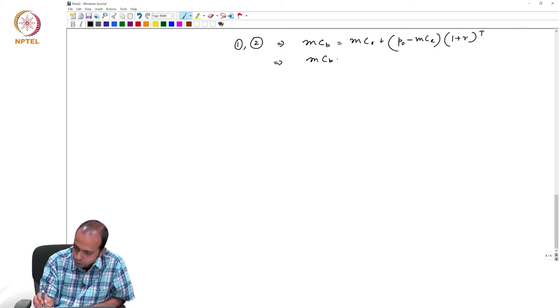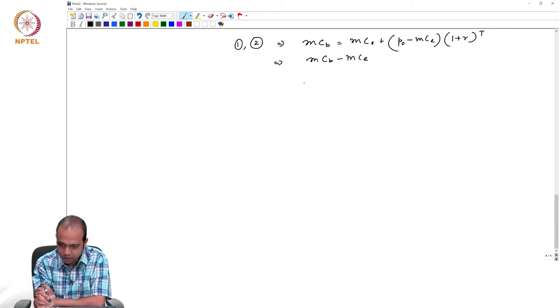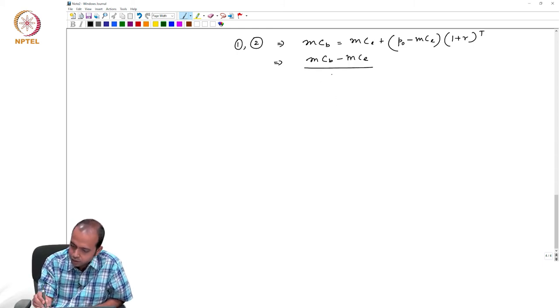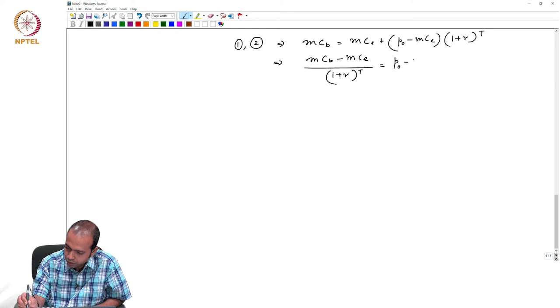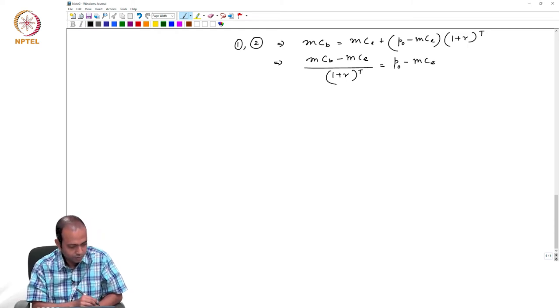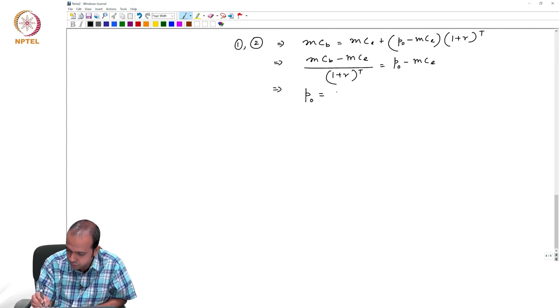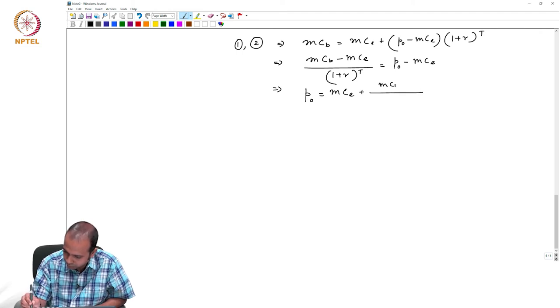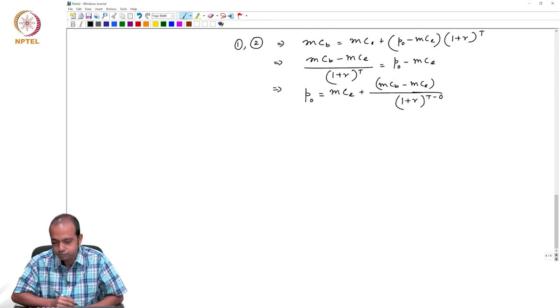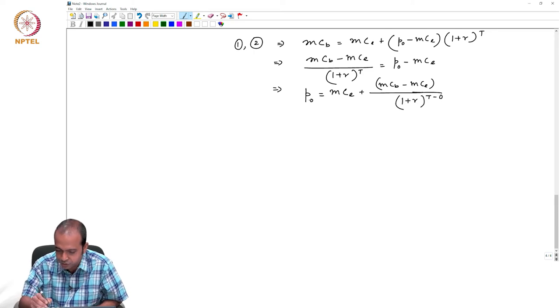So, from here what we can say is that MCB minus MCE, divided by 1 plus R to the power T, equals P0 minus MCE. So, that means from here we can write P0 basically equals MCE plus MCB minus MCE divided by 1 plus R to the power T minus 0. I am just putting T minus 0 instead of T to have a pattern.